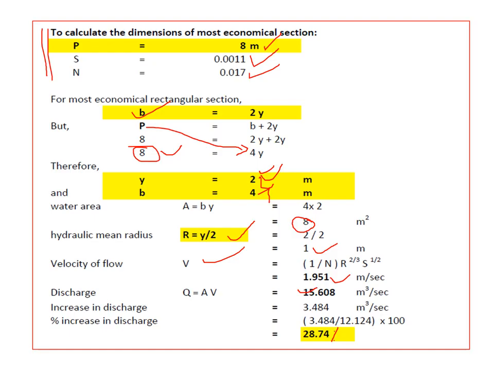In the first case, it was given that the area of the flow section, the slope and the coefficient are constant for the most economical channel section. Whereas in the second problem, it was said that it is the same quantity of lining. That means the area is not constant, the perimeter is constant, and the slope as well as the Manning's constant, or rugosity coefficient, is constant.